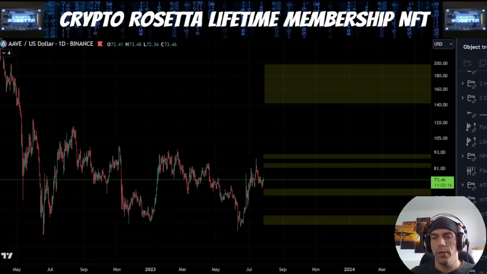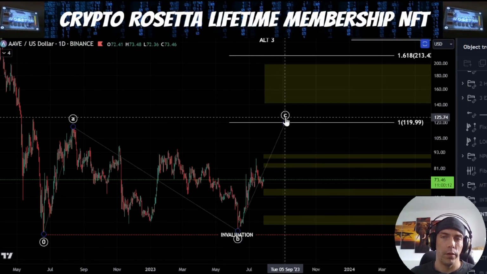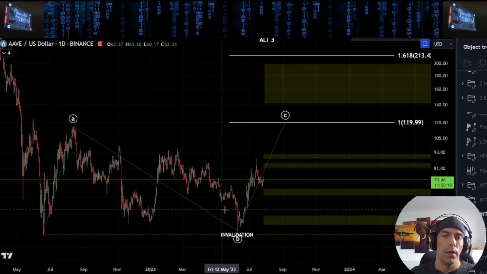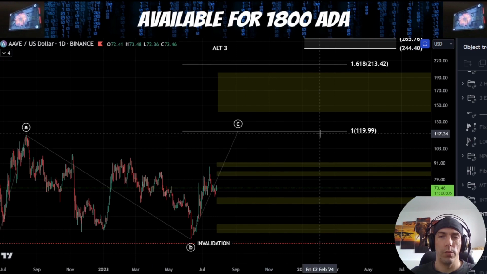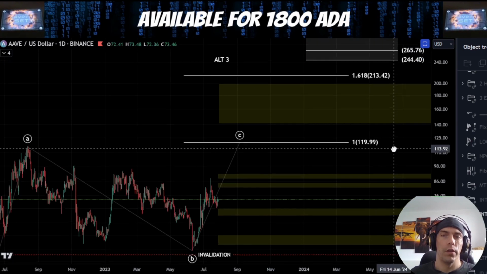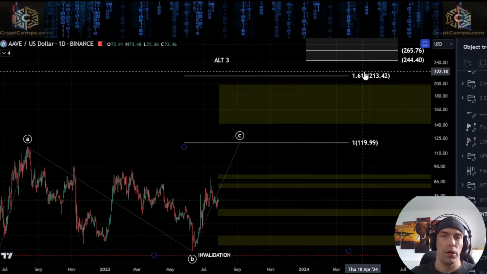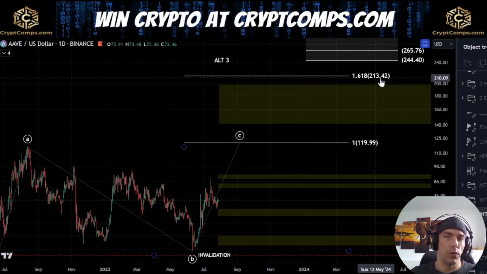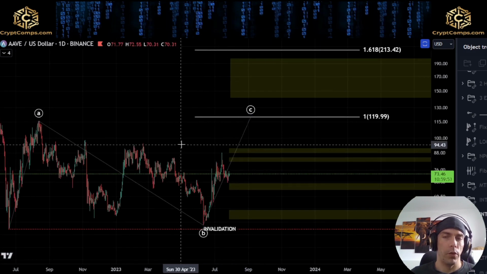Okay, so the two ways that we're looking at this is that potentially we are looking at this as a bigger A, B, and C pattern, in which case we're looking for the possibility that we could develop a 5-wave move to the upside here. 1-to-1 would be this 119.99, and we'd be looking for this third wave potential as well if we do see price reacting in a bigger way here, where we could see a push up towards this 213, but we'd have to see the correct structure forming for this to actually play out.